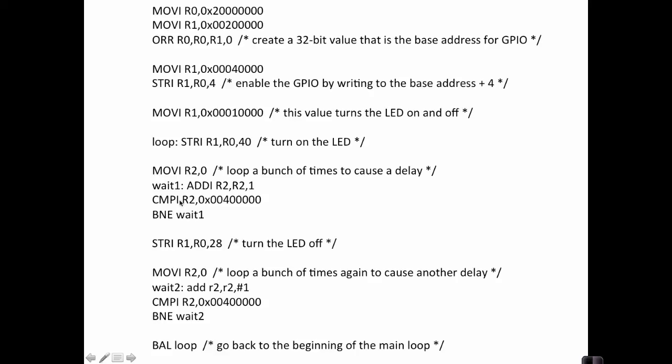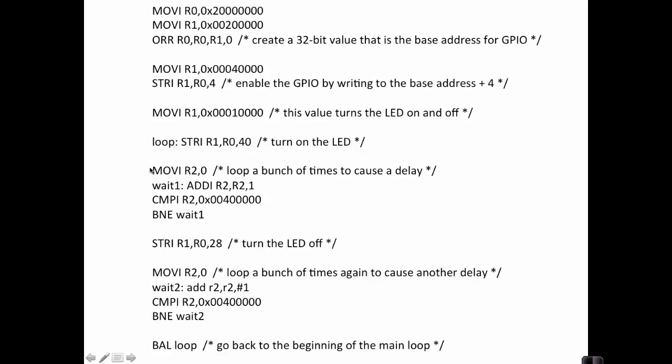Now, with these instructions, I'm going to spend some time, just to kill some time while the LED's on, and then down here, I'm going to turn the LED off by writing this same value that's in register 1 to the same base address plus 28 this time instead of 40. And by doing that, I turn the LED off. And here I have a similar loop that wastes some more time. The only difference between these two loops is down here I branch if not equal to wait 1 to this label here. Down here I branch to wait 2. And that's the only difference between these loops.